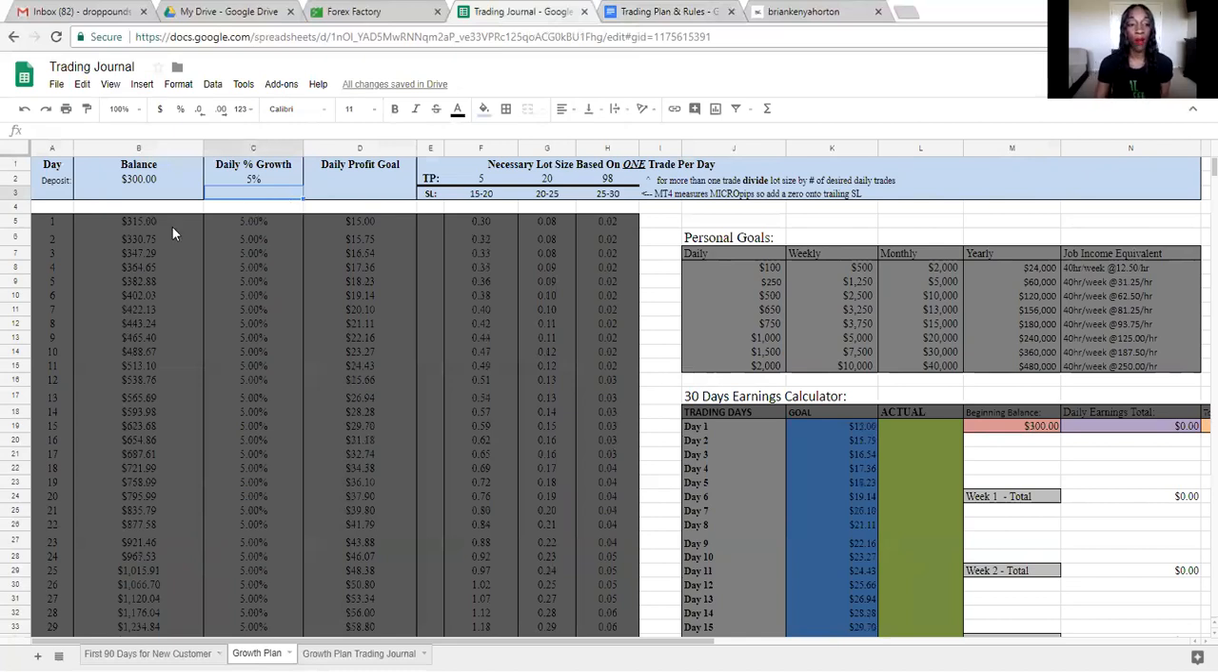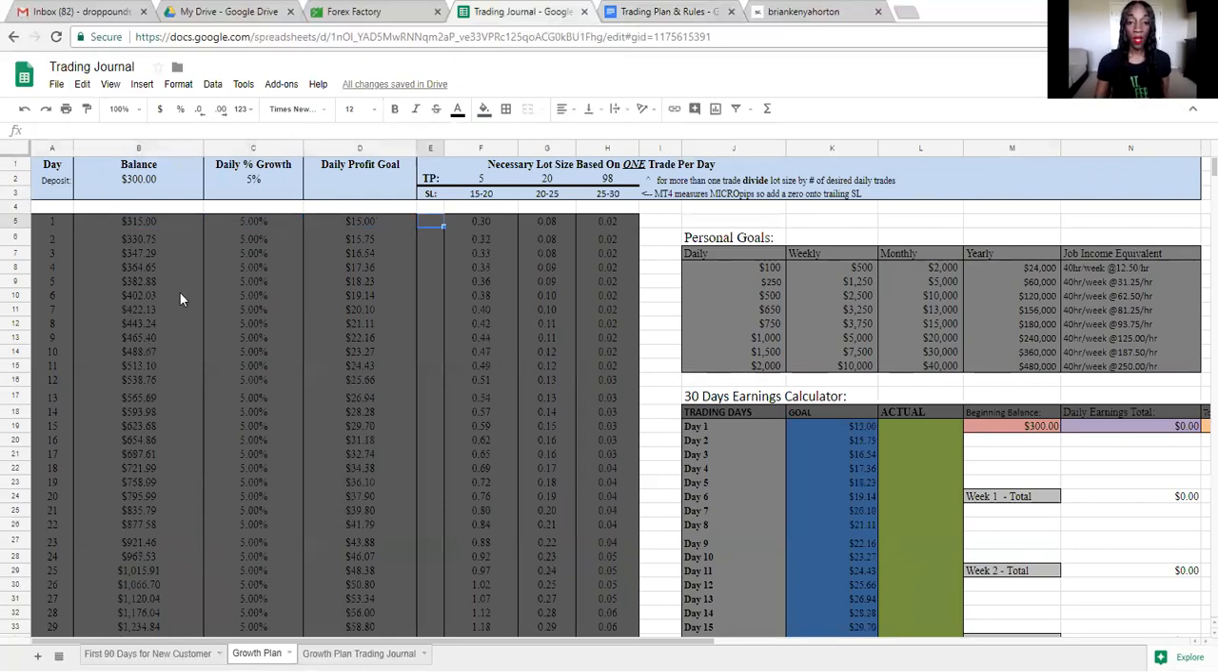So let's say tomorrow is day 1. We're going to start this on day 1. Our goal is to have $315 total in our account once we're done. And our goal is to get 5% growth. So our daily profit is $15. That's our goal today. We want to make $15. So how are we going to do that?